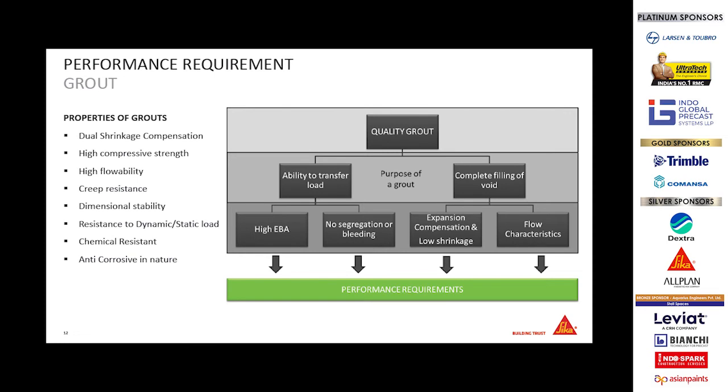And for the purpose of grout, for ease of understanding, we have divided it into two parts. One is the ability to transfer load, and the second one is the complete filling of voids. These are the two expectations from any grout material. So for the ability to transfer load, the effective bearing area, EBA, should be high for any grout material. I will explain the EBA part. Then there should not be any segregation or bleeding in the grout material. For complete filling of voids, expansion and compensation or low shrinkage is a very important parameter, and the flow characteristic is another important parameter. So if everything falls in line, only then can we say these are the clear performance requirements of the grout material.